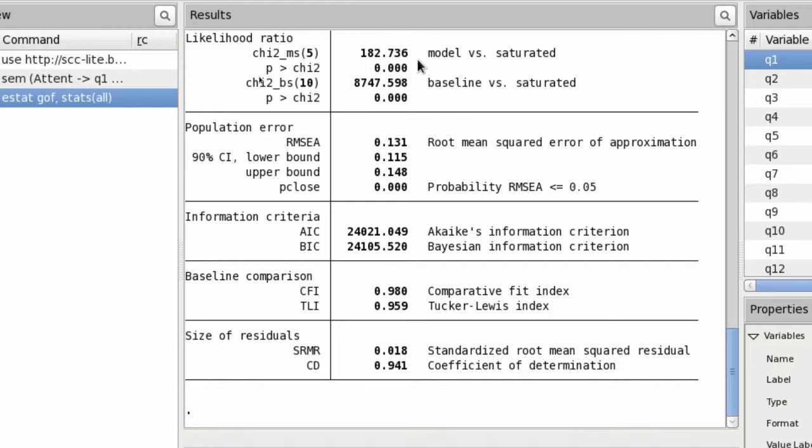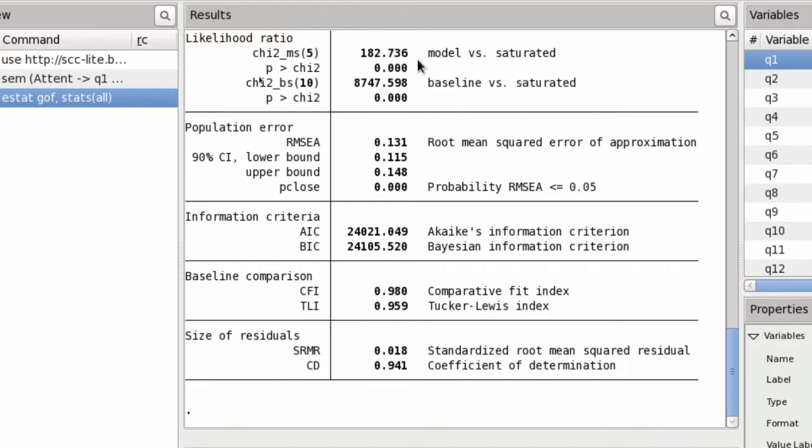So let's use the CFI and the TLI first. These are what we call our standard goodness of fit measures, and they're structured to be like an R squared. 1 is better, 0 is bad. So the closer we are to 1, the better. The general rule is 0.95 and above is considered excellent, 0.9 and above is considered okay, 0.85 and above is kind of iffy, and below 0.85 it's really questionable. So in this case, based on just the CFI and the TLI, 0.98 and 0.96, these appear to be pretty good.